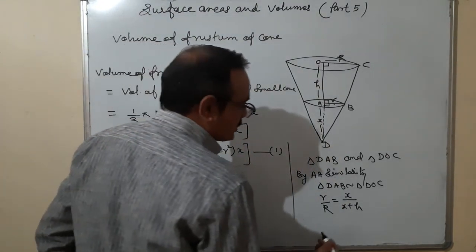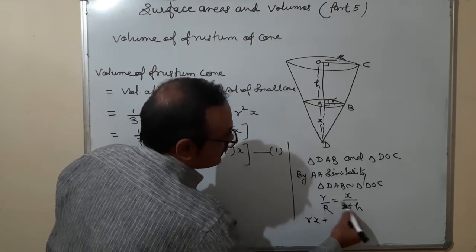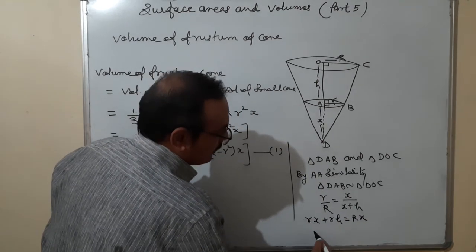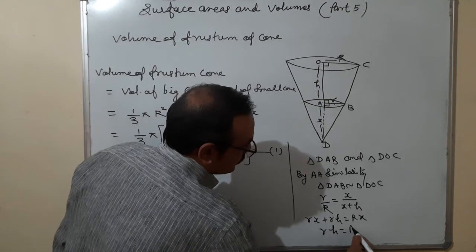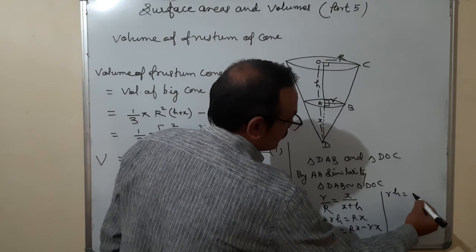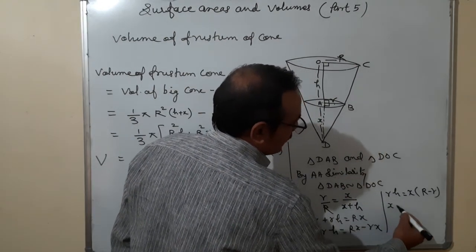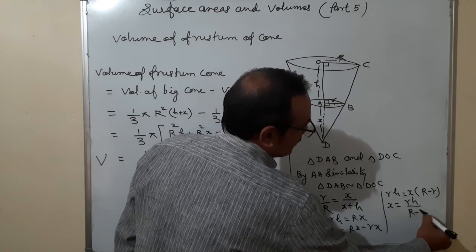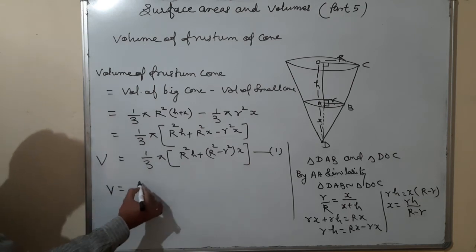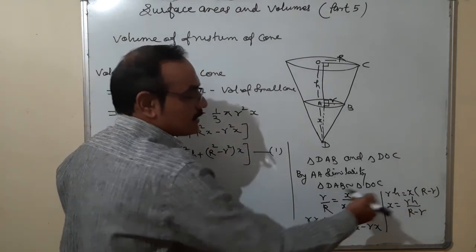When we cross multiply this term, then it is coming Rx plus rh is equal to Rx. Okay. rh is equal to Rx minus rx. So that means rh is equal to, taking x common, x times (R minus r). So therefore x is equal to rh upon R minus r. Okay. This is the value of x. This value will be substituted here in place of x.